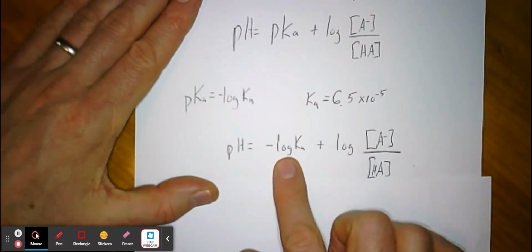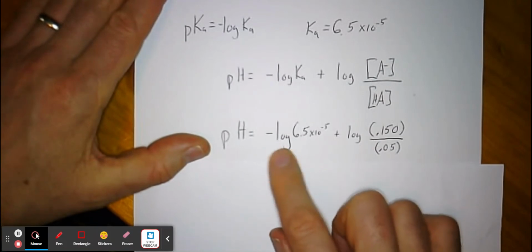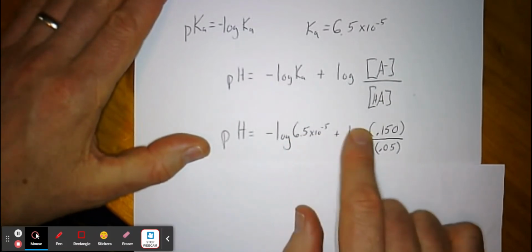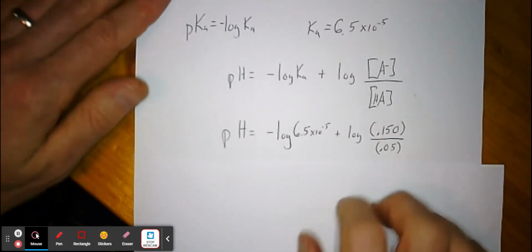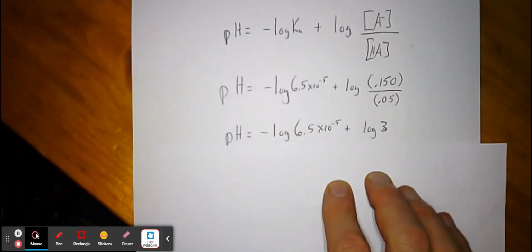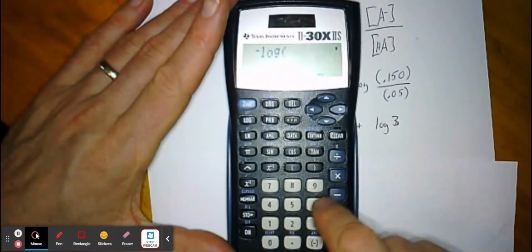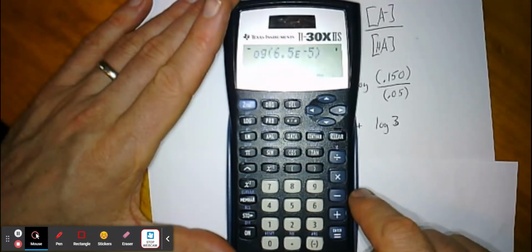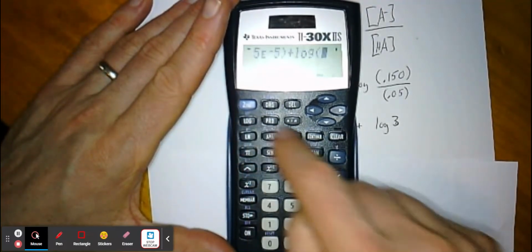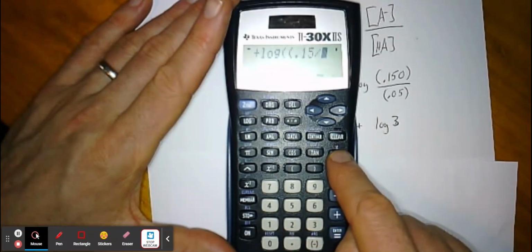All right. And then I'm going to plug all my values in. So the negative log is this plus this. You could reduce this down to 3 if you wanted to, if you're a log expert. Negative log of 6.5 times 10 to the negative fifth, plus log of, and we'll go with the originals, 0.15 divided by 0.05.